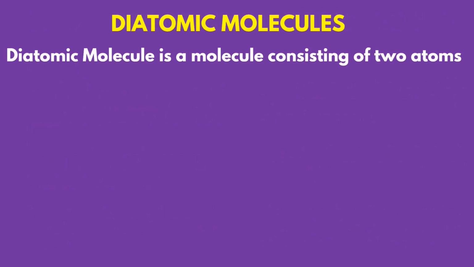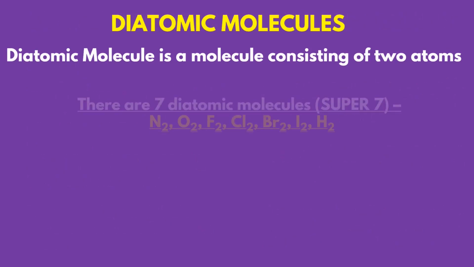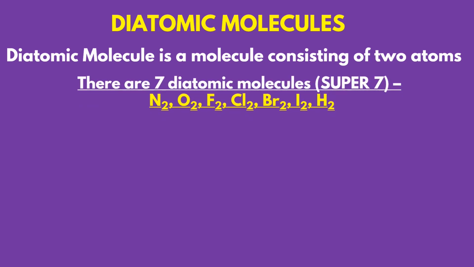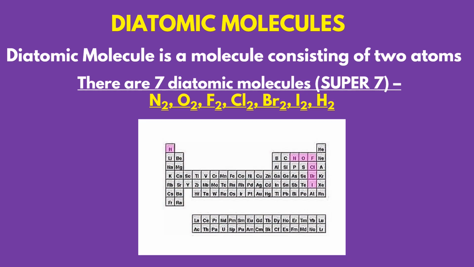A diatomic molecule is a molecule consisting of two atoms. There are 7 diatomic molecules known as the super 7: nitrogen, oxygen, fluorine, chlorine, bromine, iodine, and hydrogen. All of these elements are nonmetals, since the halogens are a special type of nonmetallic element.